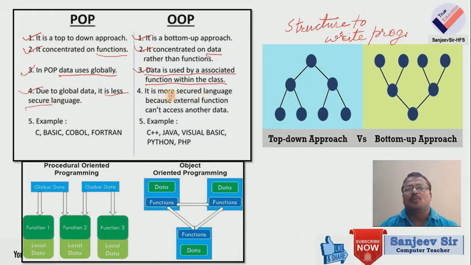And here is more secured language, so that means external functions cannot access another's data. Okay, examples of that programming language: POP, that's C, Basic, COBOL, Fortran, and object-oriented programming: C++, Java, Visual Basic, Python, PHP. We have discussed C++ in junior classes in class 7, and here we are discussing Java, that means basics of Java. Okay, now we understand that.